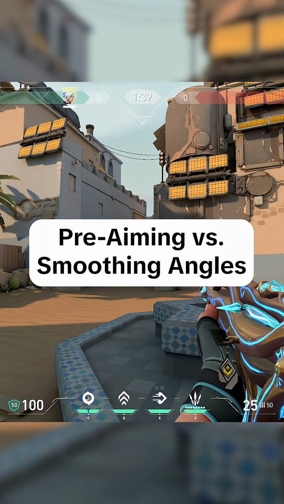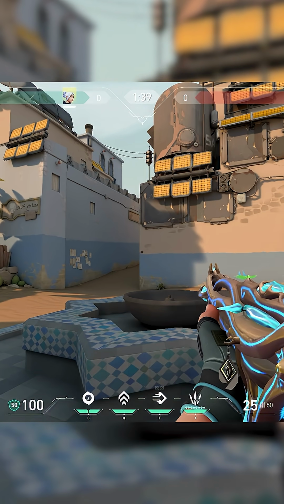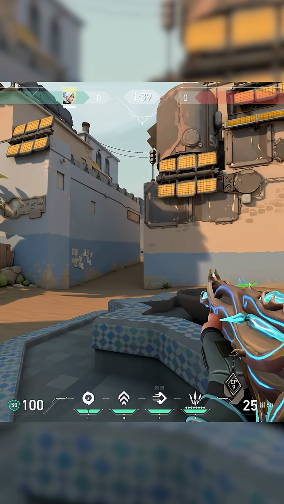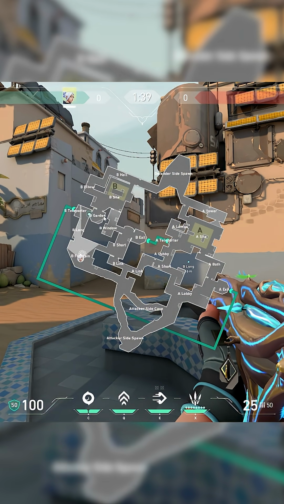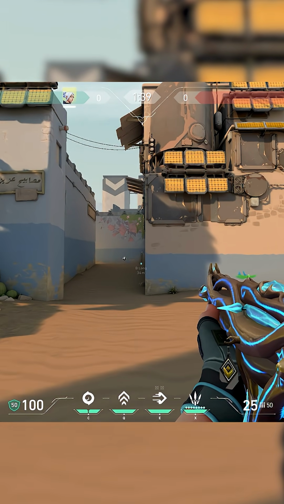Let's talk about the difference between pre-aiming an angle and smoothing an angle and when you should do each one. So starting with pre-aiming, a lot of people already know what this is. It's when you aim at an angle through the wall like this, and then you just use your movement keys to peek into it. For example, if I think somebody might be holding right here, I will aim at that spot and then I'll swing out so that my crosshair is exactly there.